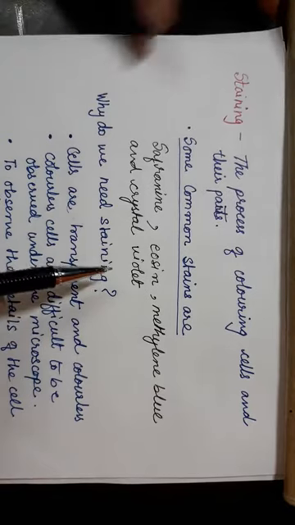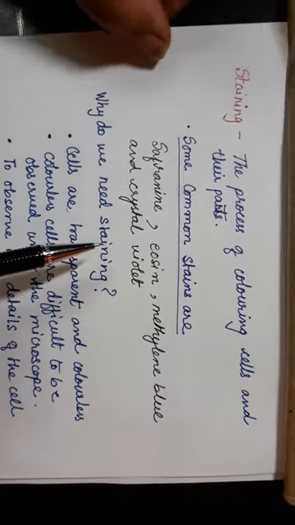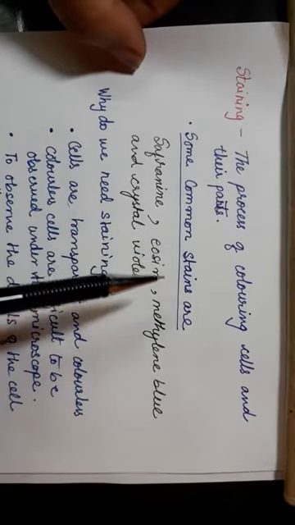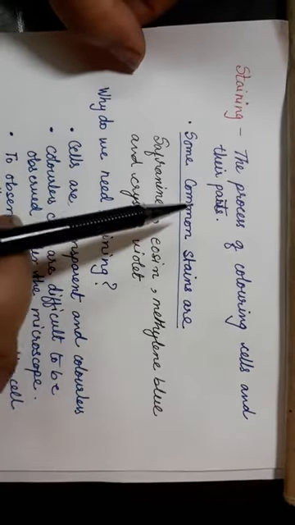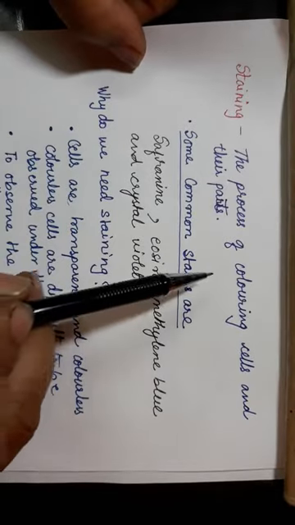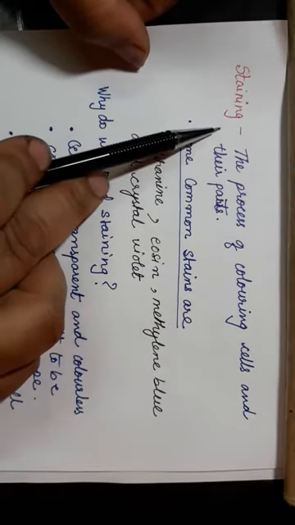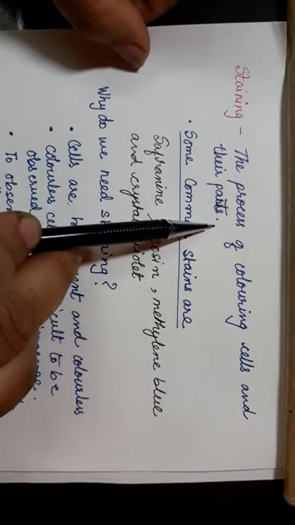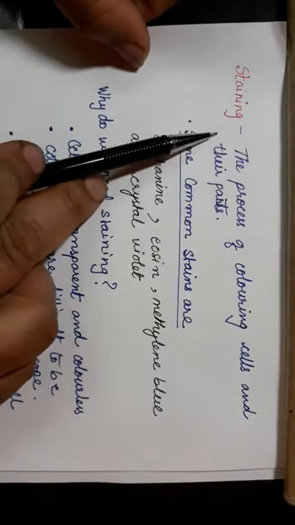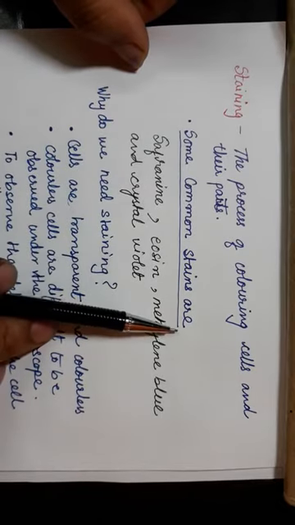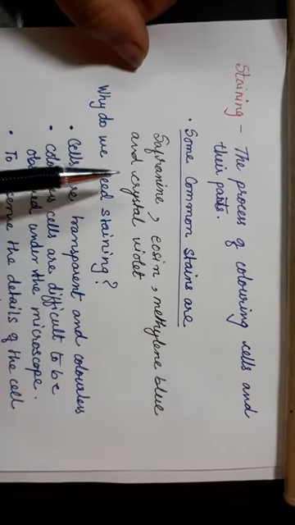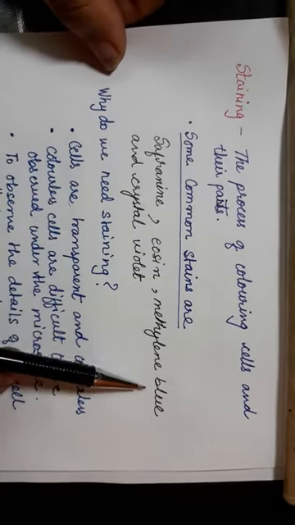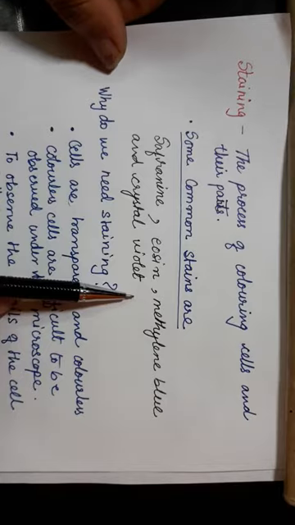When we study any cell under the microscope, we need to stain those cells. The process of coloring cells and their parts is called staining. Some common stains which we use in our laboratories to stain cells are safranin, eosin, methylene blue and crystal violet.